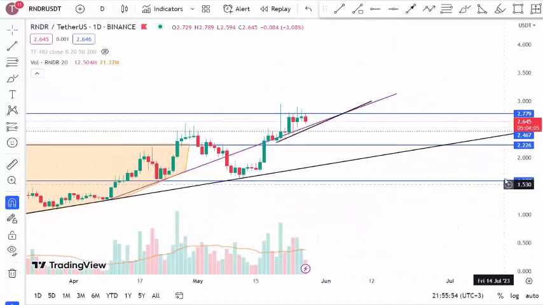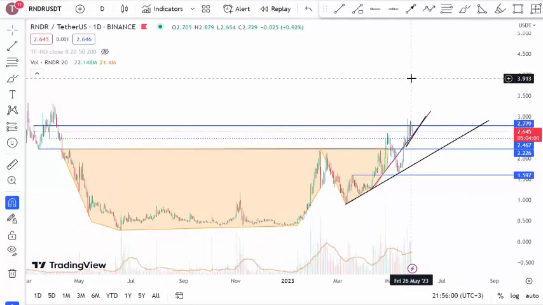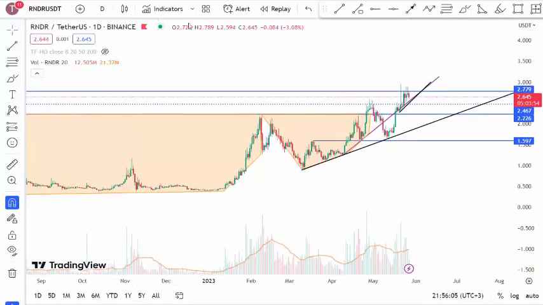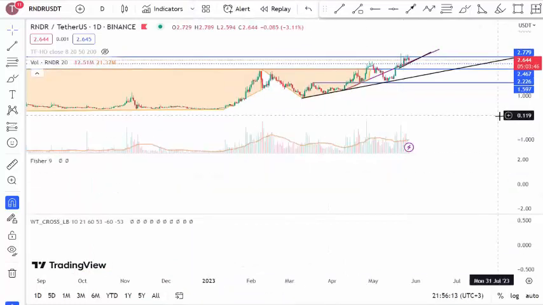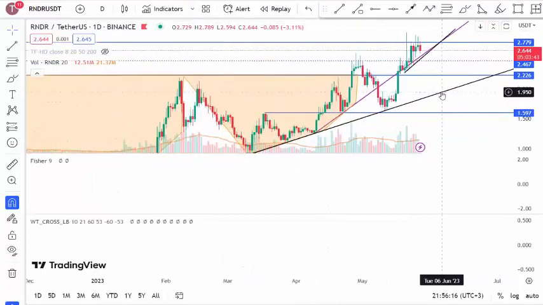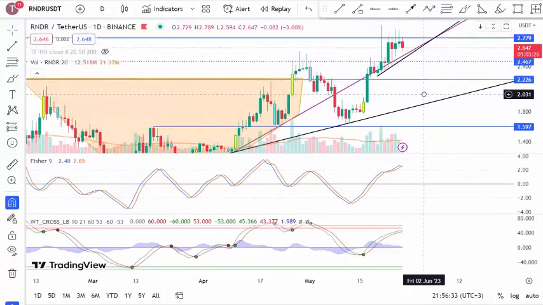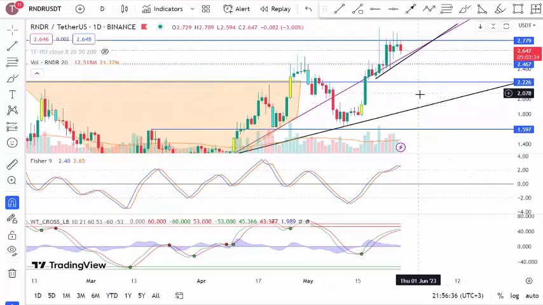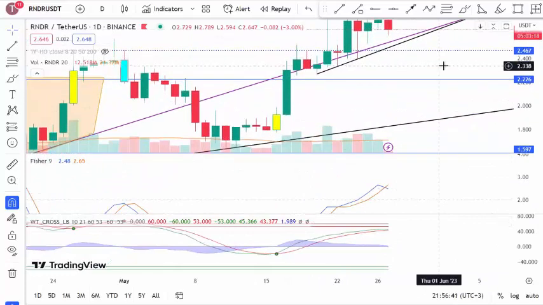Additionally, let's start examining our indicators slowly after our analysis. After the indicators, we will conduct our analysis on the 4-hour time frame and slowly conclude our video. Currently, we have opened our Fisher and Wave Trend indicators. If we look at Fisher, we can say that there has been a breakout. As it appears, even though the day has not ended yet, there are about 5 hours left until the end of the day, but we can see that a breakout has occurred.